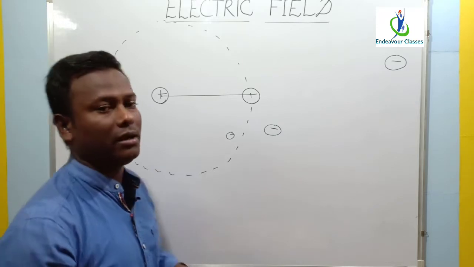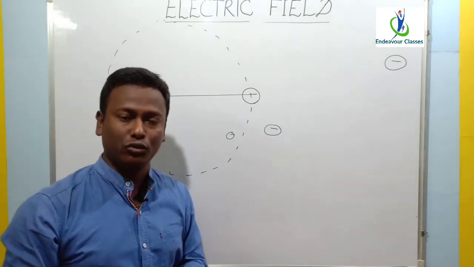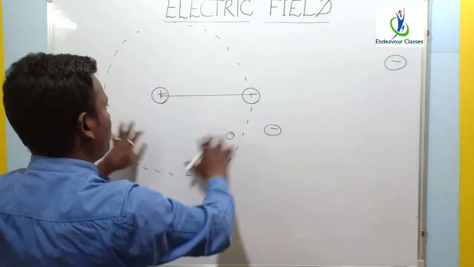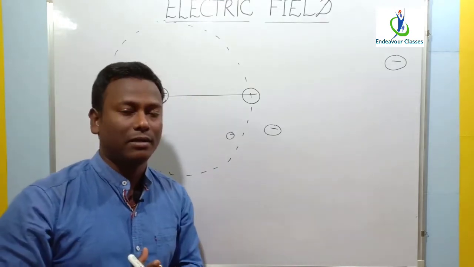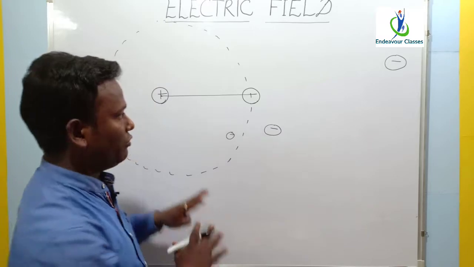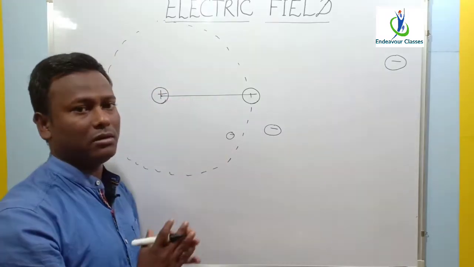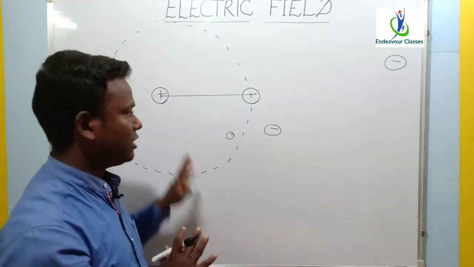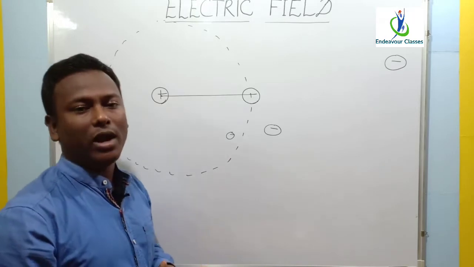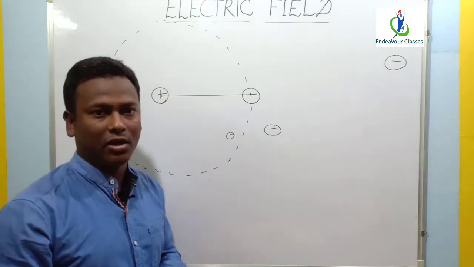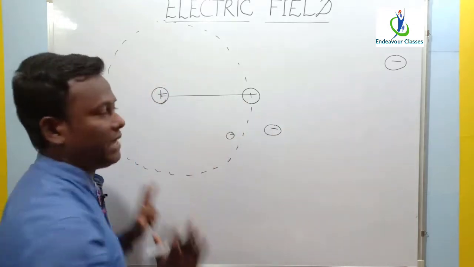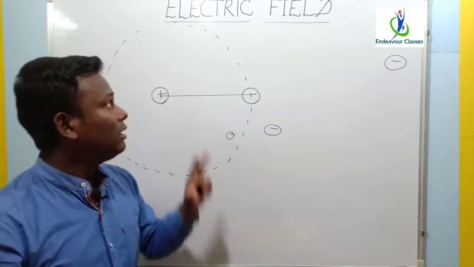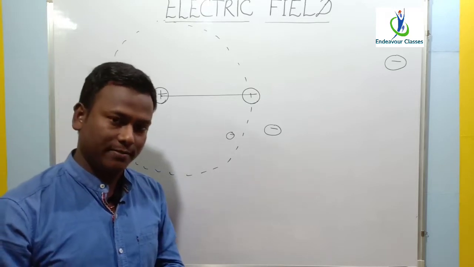So the electric field of any charged particle refers to the modified space surrounding the charged particle within which its influence can be realized. That means within the sphere within which it can attract or repel another charge, or exert force on another charge, that region of space is called the electric field of that charge.